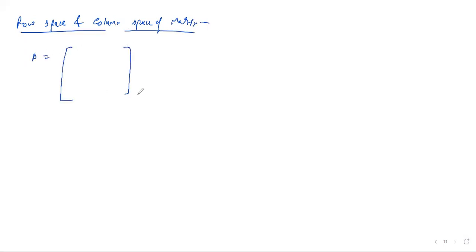Okay. Now, in the previous video, we studied the solution space of the homogeneous system, and saw that the solution space of a homogeneous system forms a subspace. Now, in this topic, we are going to see the row space and column space of a matrix. Let's say I have a matrix A of M cross N.